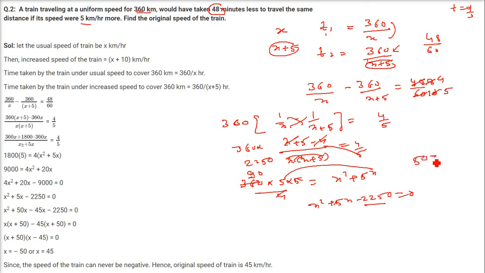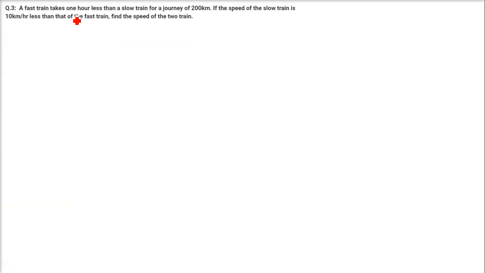Now 2250 can be written as 50 into 45, because 50 into 45 is 2250. So we are writing 5x as 50x minus 45x. Take x common here, x plus 50. Take minus 45 common here, x plus 50. So the factors will be x plus 50 and x minus 45. So this will give you x equal to minus 50. This will give you x equal to 45. We will discard the negative value, and x equal to 45 we are going to take because this is the positive value and this is the original speed of the train.